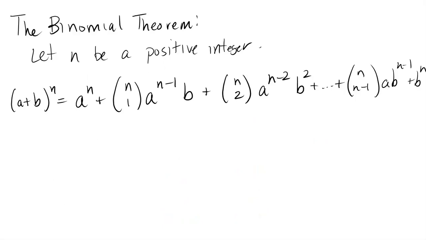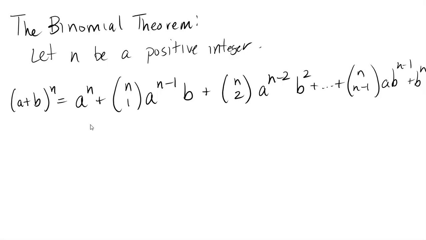Let n be a positive integer. Then when you raise a + b to the n power, so you're raising a binomial to a positive integer power, you get the following expansion. The first term of the expansion is just the first term of the binomial raised to the nth power. That's just multiplying all of the first terms together.